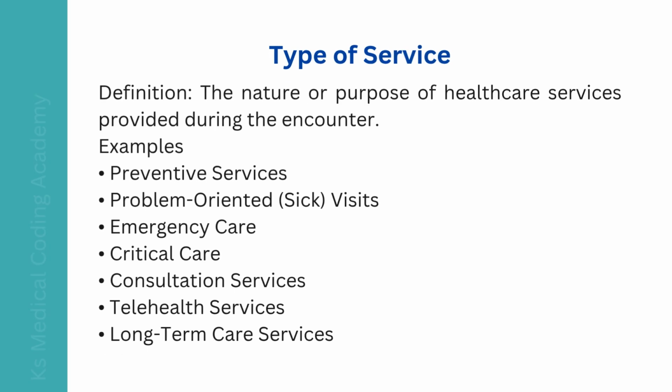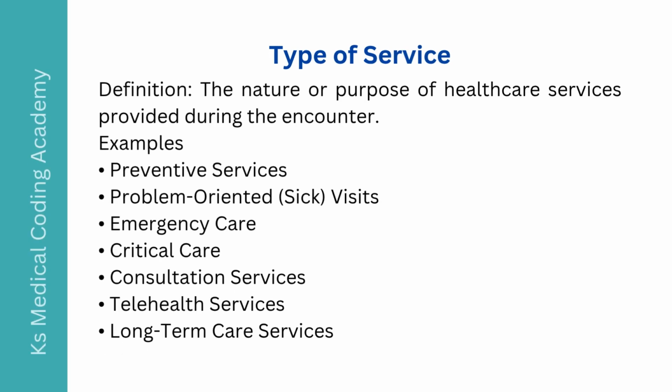The next EM coding element is the type of service. Type of service describes the purpose of the patient encounter. Examples include preventive services, problem-oriented visits, emergency care, critical care, consultations, and telehealth services. Understanding the type of service helps coders identify the correct EM category and apply the appropriate coding guidelines for that encounter.